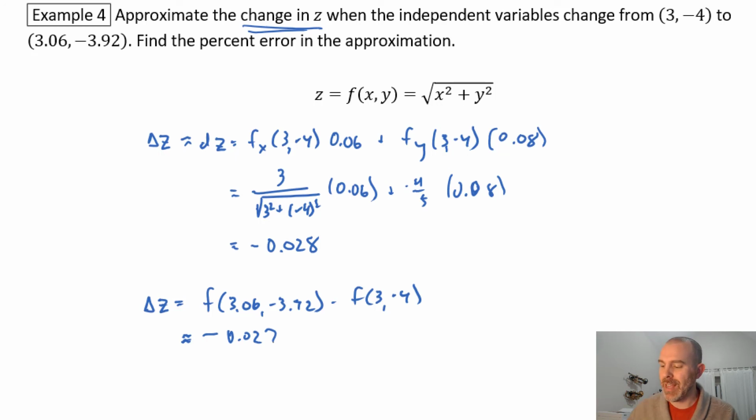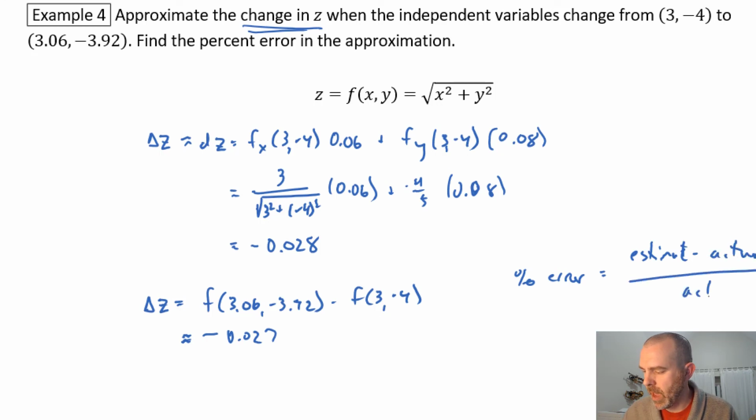If we want the percent error, it does say find the percent error in the approximation. So the percent error will be the estimate minus the actual over the actual.